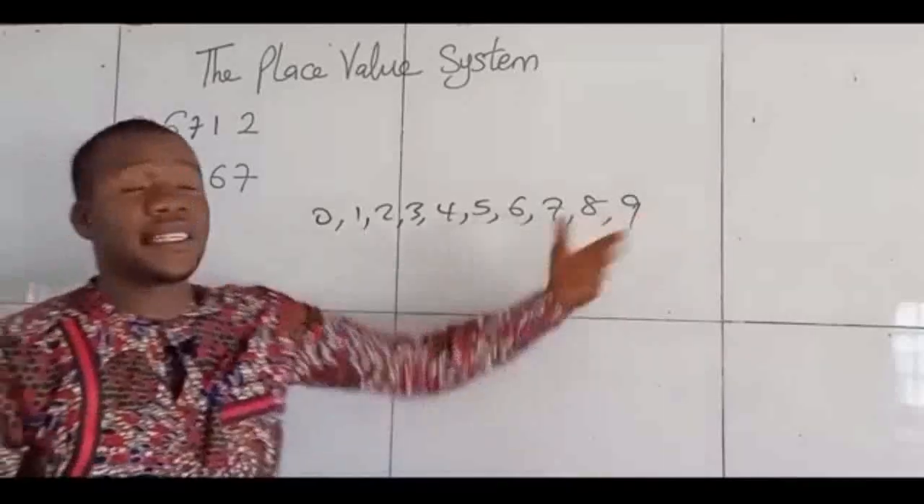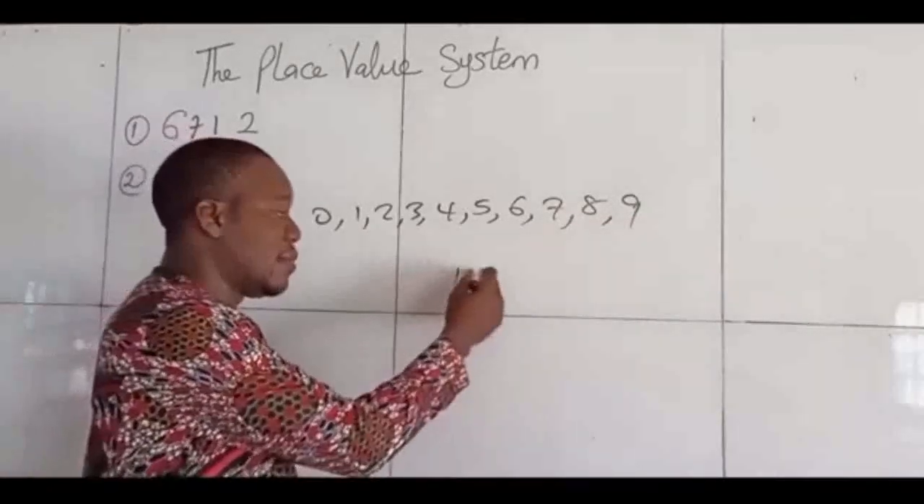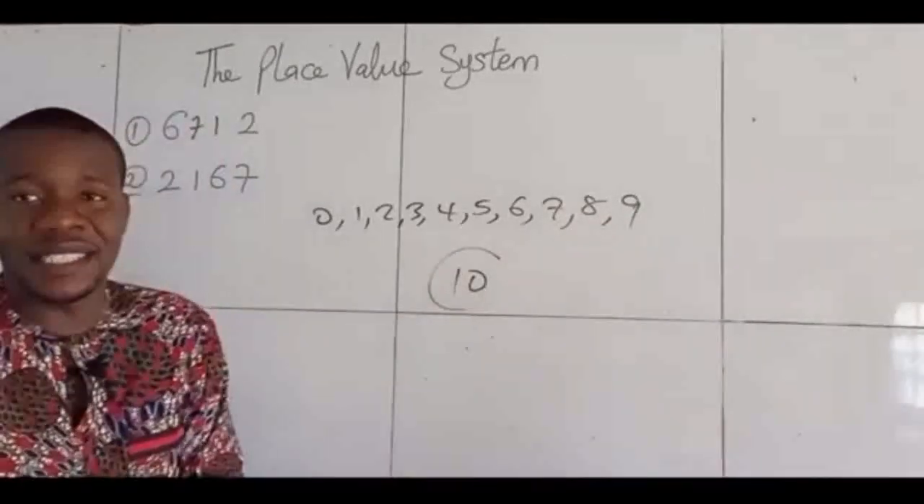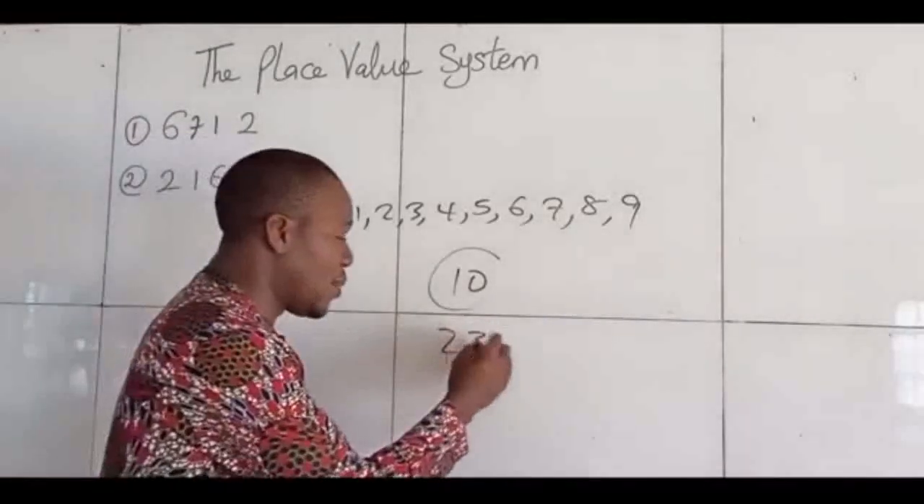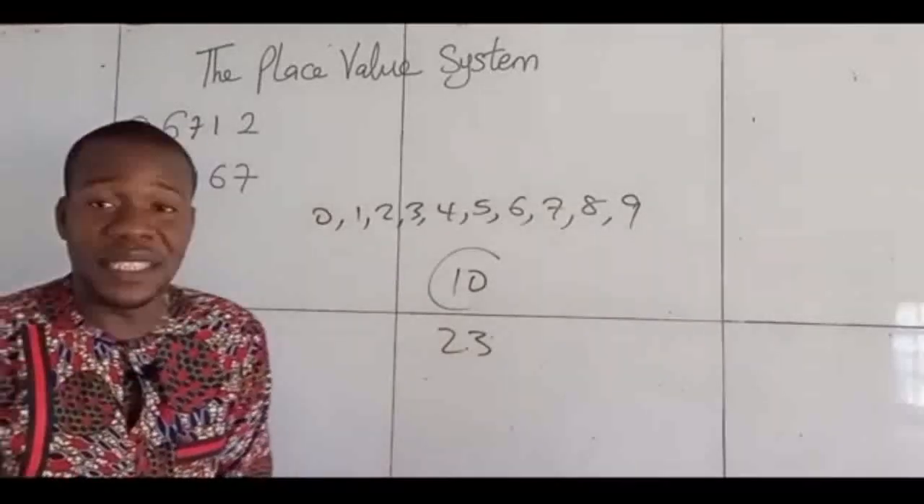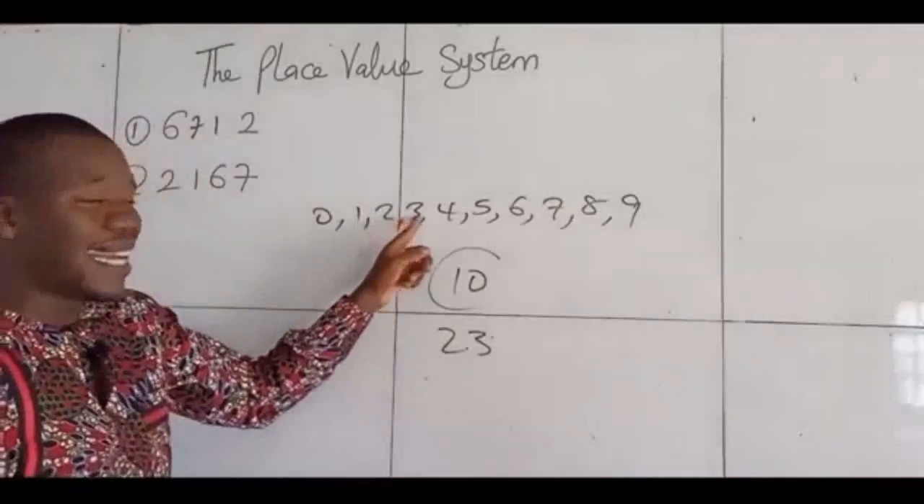For instance, after 9, the next number is 10. But 10 is not a whole new digit. It's a combination of 1 and 0. So we can get 23 while writing numbers. It's not a new digit. It's a combination of 2 and 3.